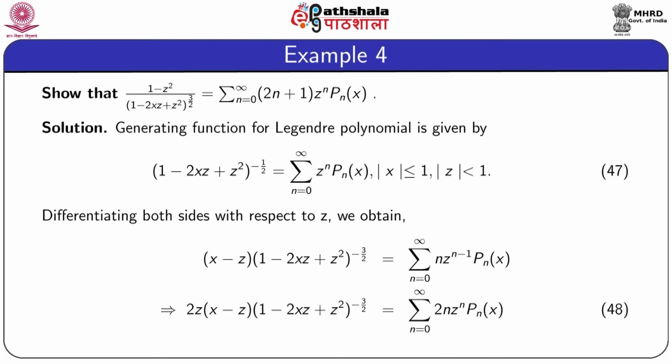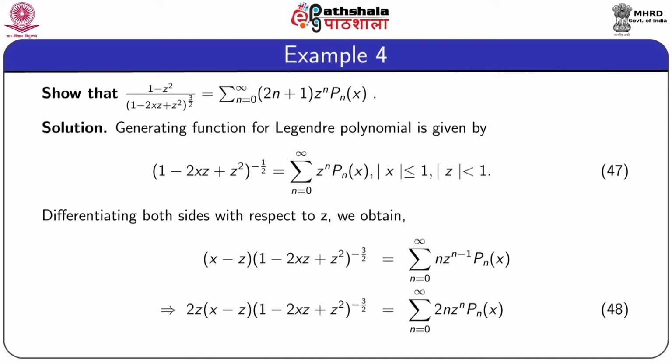Our next example, we have to show (1 - z^2) divided by (1 - 2xz + z^2) to the power 3/2 is equal to summation n equal to 0 to infinity (2n+1) z^n P_n(x). As before, the generating function for Legendre's polynomial is given by equation 50. We now differentiate this expression with respect to z both sides, and we obtain (z - x)(1 - 2xz + z^2) to the power minus 3/2 equal to summation n equal to 0 to infinity n z^(n-1) P_n(x).